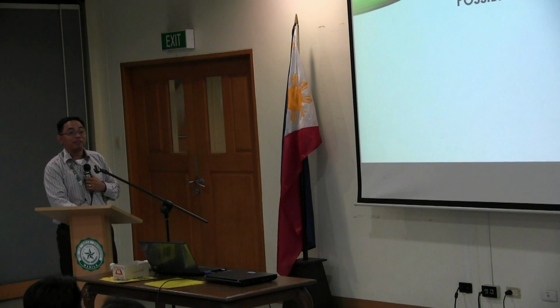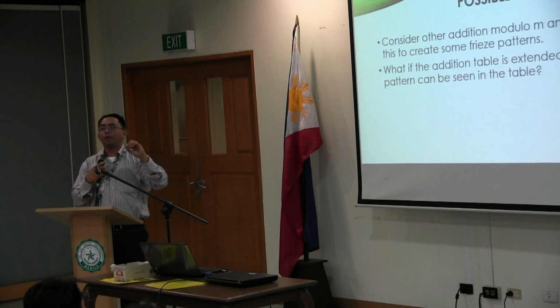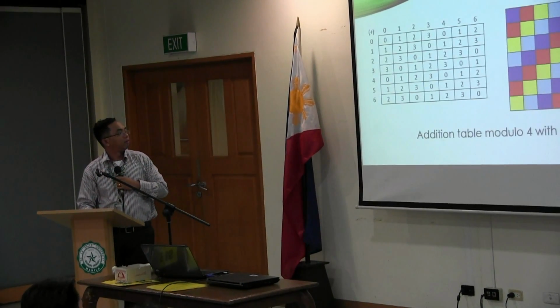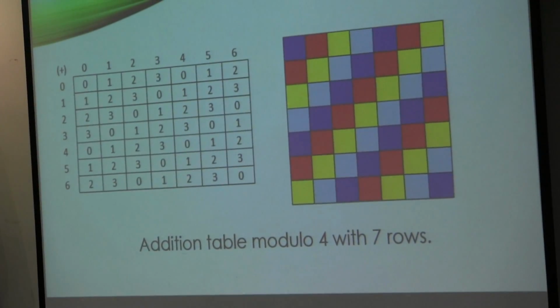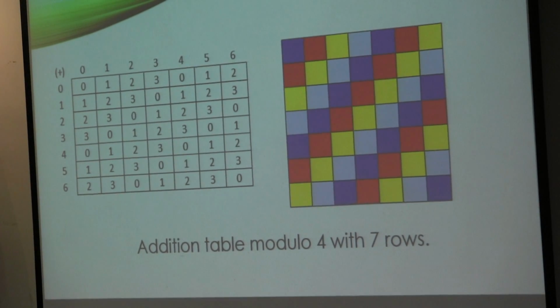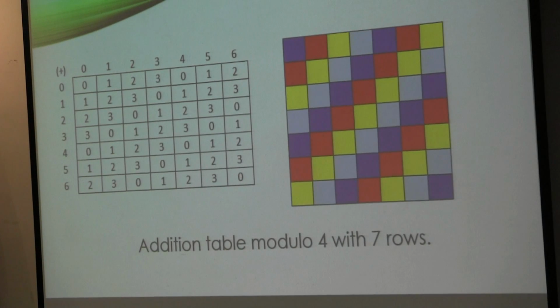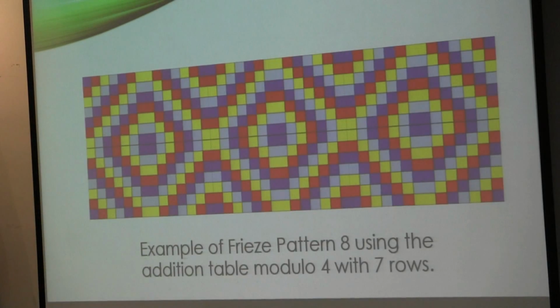Other possible student activities would be, what if you produce a table modulo a number, but you extend that table? Modulo 4, but I extend the table. Gawa ka lang ng 7. Anong mga possible remainders there upon division by 4? I'm using 7 rows, but I'm dividing it by 4. So getting the remainders there, I get these possible remainders. So I get this kind of color scheme for the table, and produce this kind of freeze pattern.